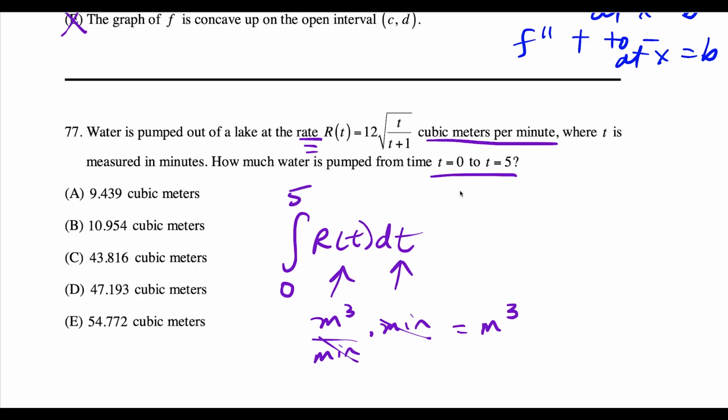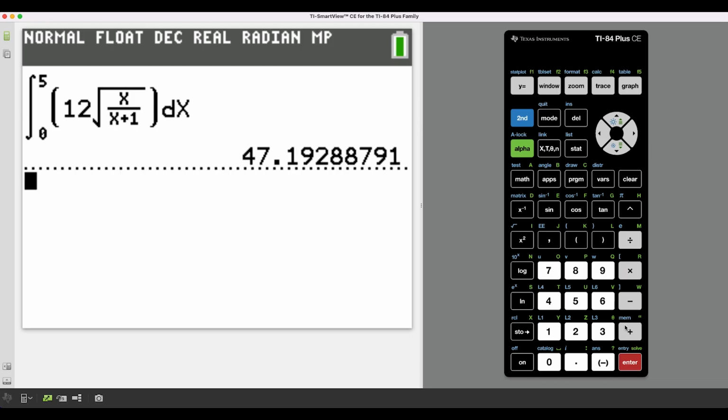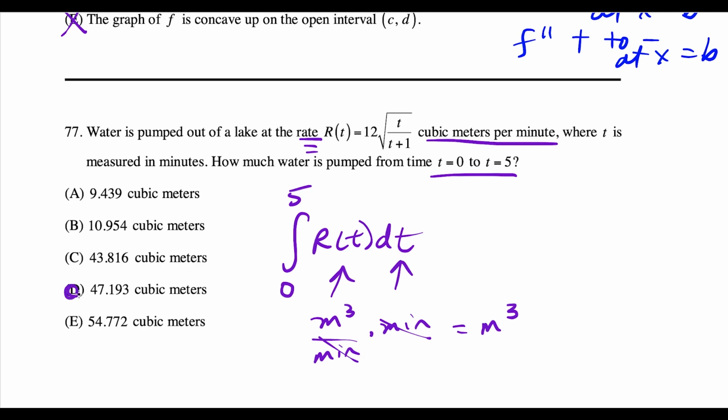Now we switch over to the calculator to evaluate this integral. To pull up the integral, we hit Math 9, and we're going from 0 to 5. Our integrand is going to be 12 times the square root of. If you want to make sure you're typing in fractions accurately, you can hit alpha y equals enter to throw in a fraction. It's t over t plus 1, but we'll just use x, so x over x plus 1. Then we tack on dx at the end. We hit enter, and our answer should be 47.193. So this is going to match up with choice D.